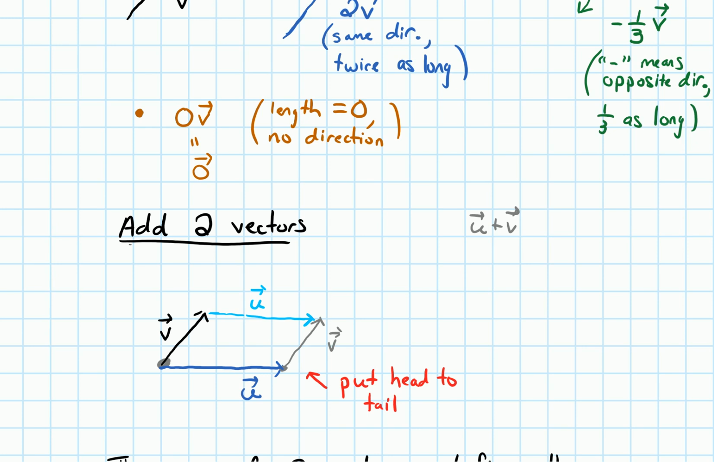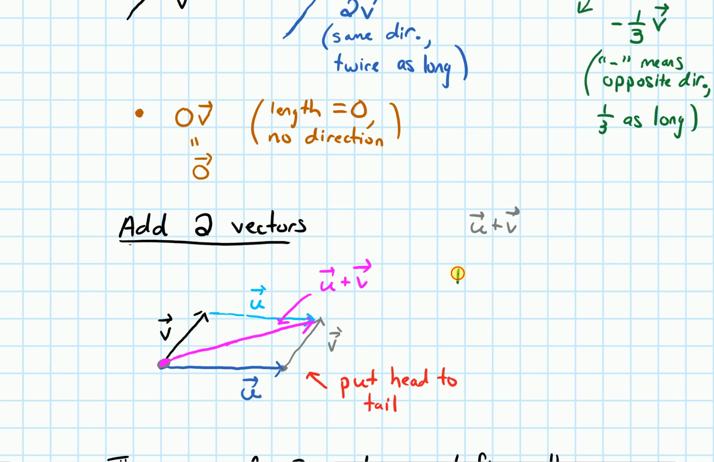So now the sum of u and v is the vector that begins at this corner where you started, and it ends at the tip, at the head of v. So that vector right there is u plus v. The sum of the two vectors lies on this diagonal of the parallelogram.